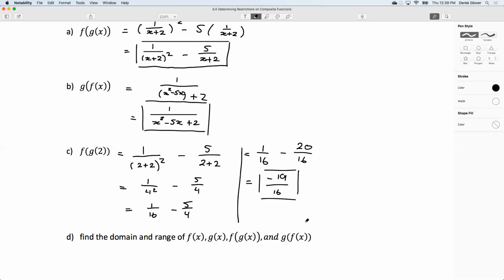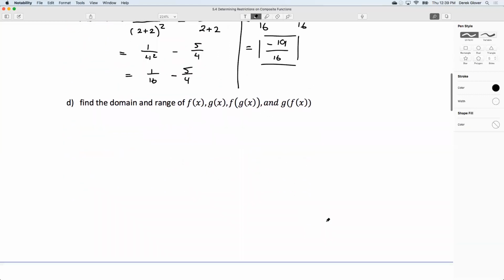All right, so question D is the tricky one. This one is asking us to find the domain and range of f of x, g of x, f of g, and g of f. So let's split this up a little bit into our 4 functions. We'll split it up into f of x, g of x, space it out a bit more, f of g of x, and lastly, g of f of x.